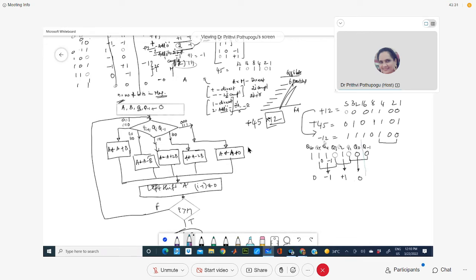Because this is -12 we are taking, no? Okay. Now, 45 into -12 means, what is 45? Plus 45 we need to take. Plus 45, this is 0, sorry, 0, 1, 0, 1, 1, 0, 1.